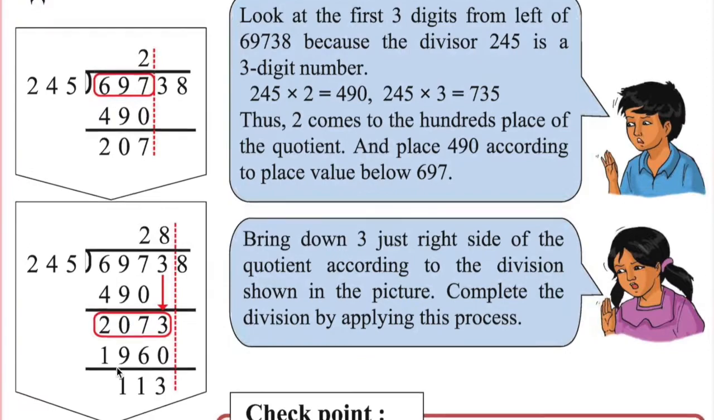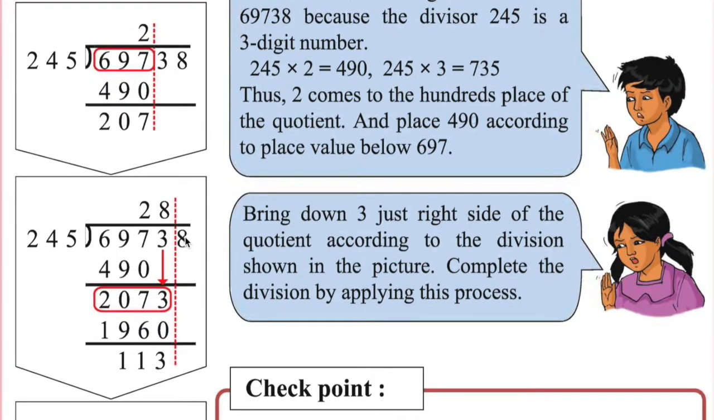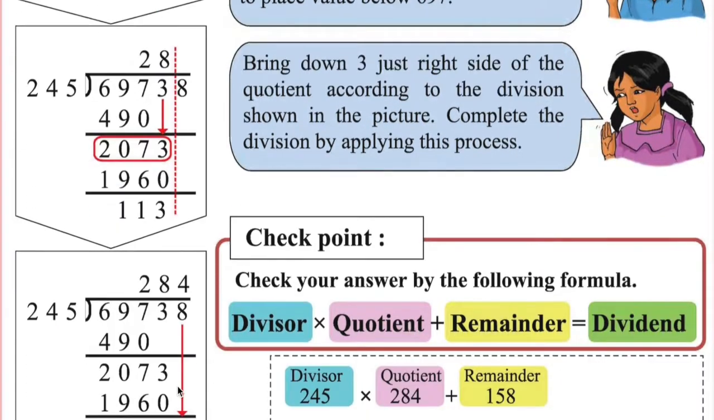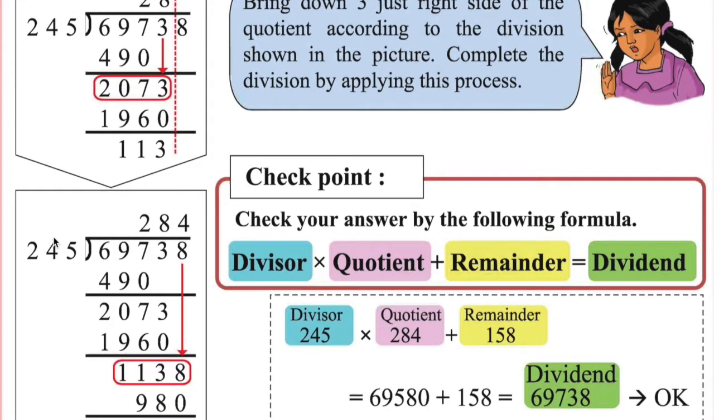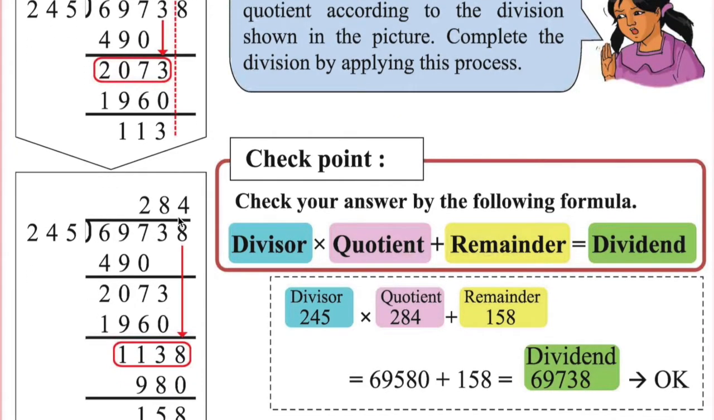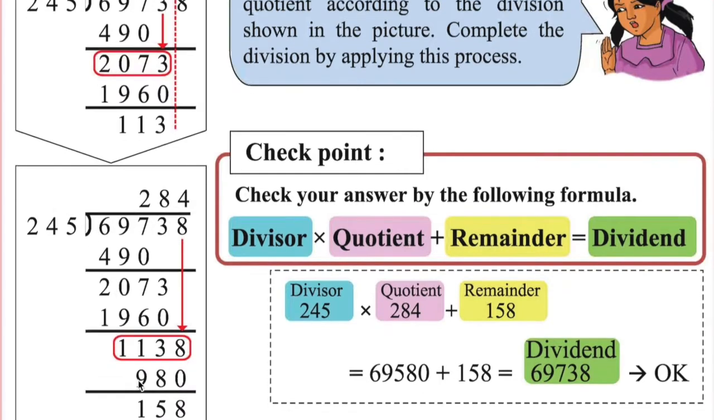And what is the remainder? 113. Now 8 will come down. Let's see which number will fit here. Again 4. If you take 5, it will be larger than 1138. That is the reason why we took 4. The remainder is 158. 158 is less than 245. Always remember that the remainder is always less than the divisor.